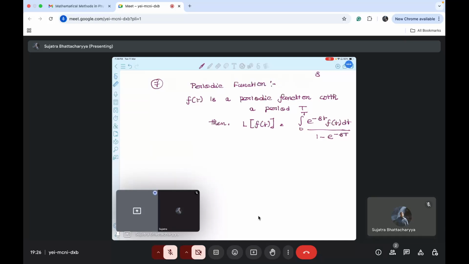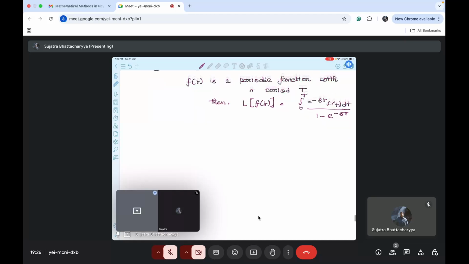Okay. So now we will try to see how we can derive this. We will go step by step and try to figure out how to find the Laplace transform. Fine. So let's go ahead.